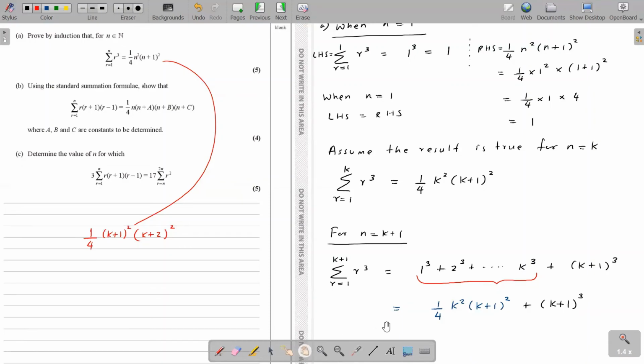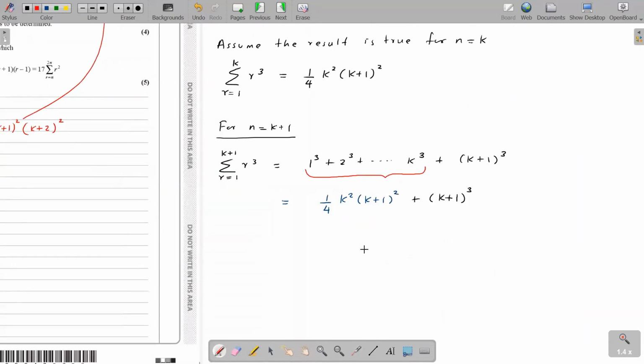Shall we get it? I think the best thing we do here is take the common thing out. Are we going to expand brackets? Definitely no. Take the common thing out. I can take k plus 1 square out. What's remaining? 1 over 4 k square, and the other one k plus 1. Shall we take the common denominator with 4? I'll take 4 as the common denominator, which means I have to multiply up and down with 4. Do you agree with me?